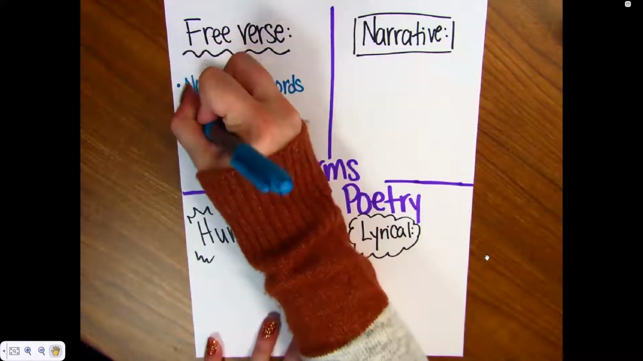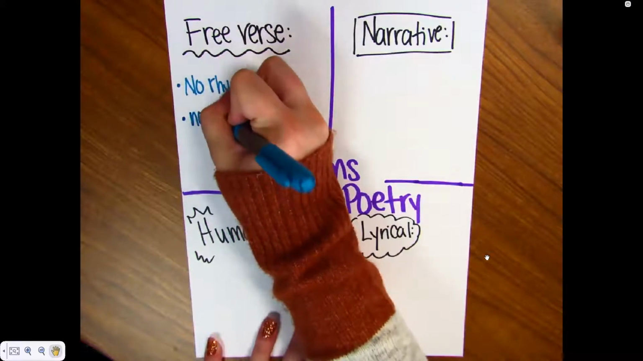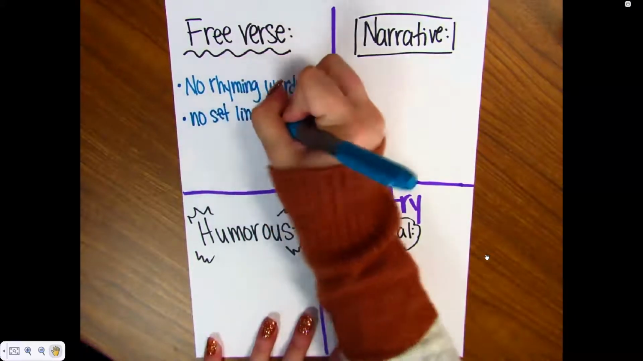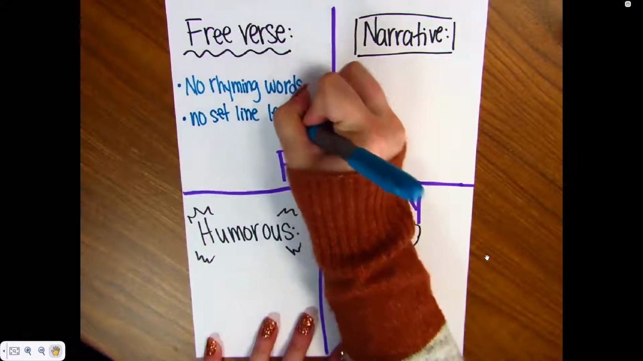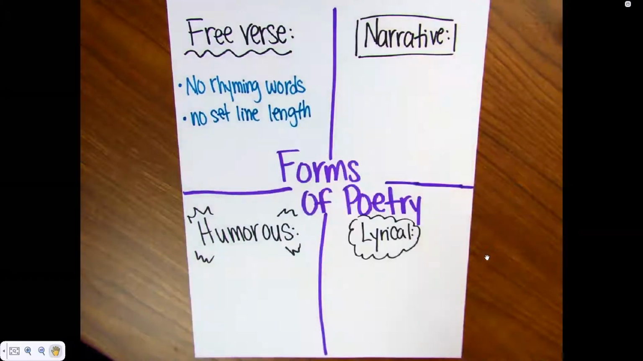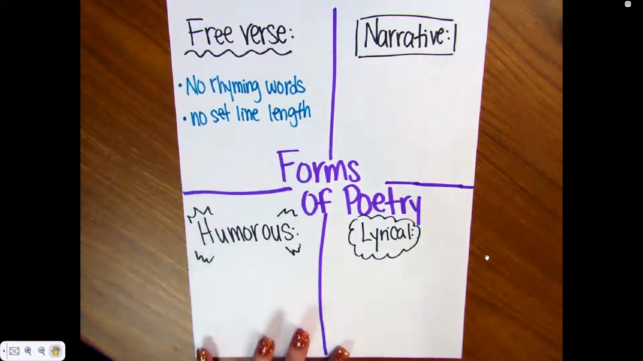It has no set line length. A really good way that I like to put free verse is that basically there's no rules. Free verse kind of does what it wants. It doesn't listen to any of the rules of poetry. It kind of does whatever it wants. It doesn't listen to any of the normal rules.